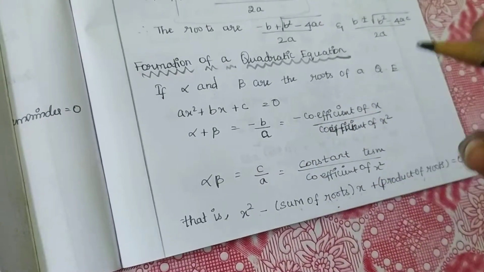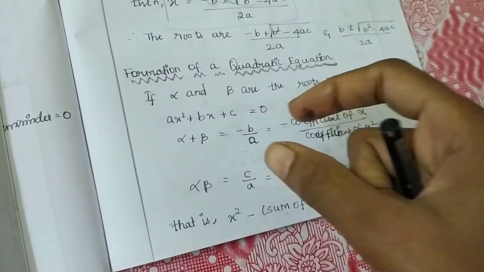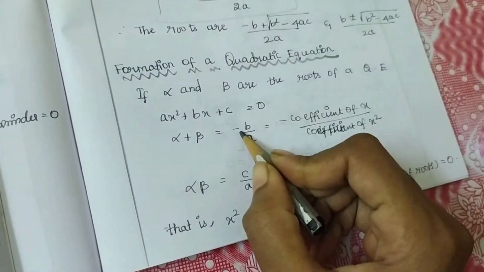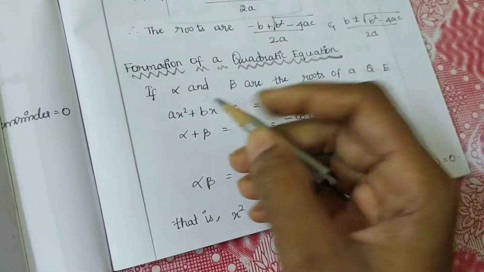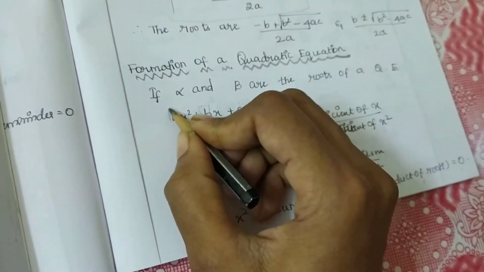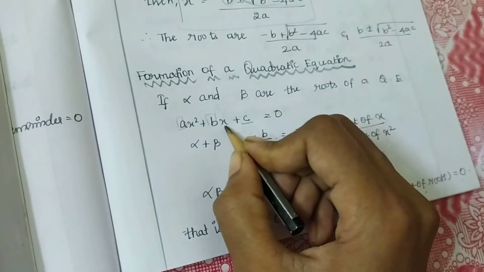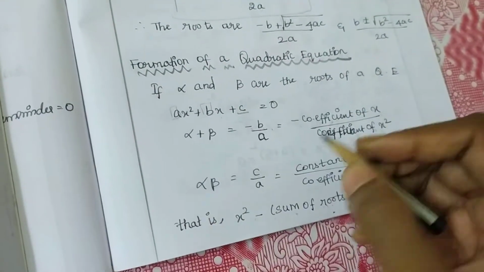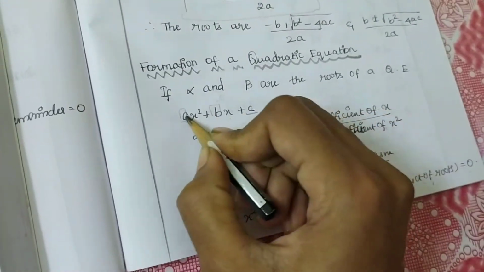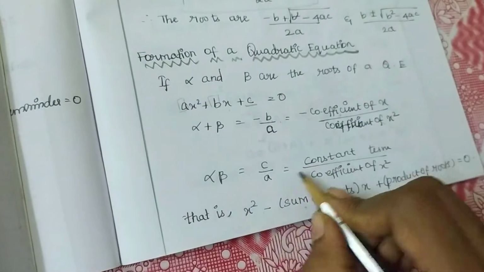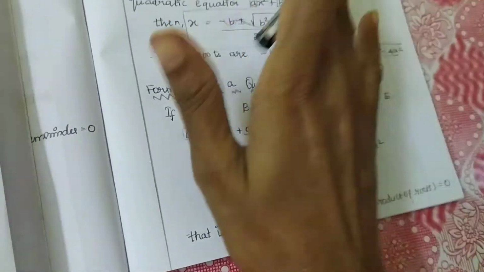If you have difficulty finding the sum and product of the roots, you can use this method: minus b by a. Minus b, we already know, right? This is your b, this is your a, this is a constant. So the sum of the roots is minus the coefficient of x divided by the coefficient of x square. The product of the roots is the constant term divided by the coefficient of x square. This is the basic concept of this topic.